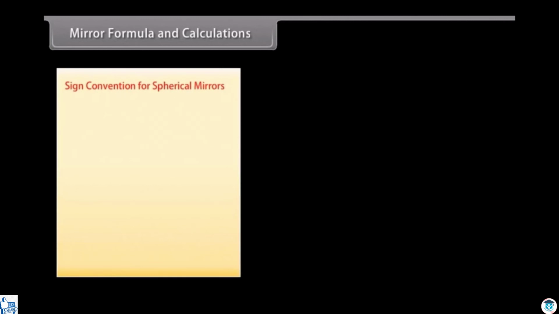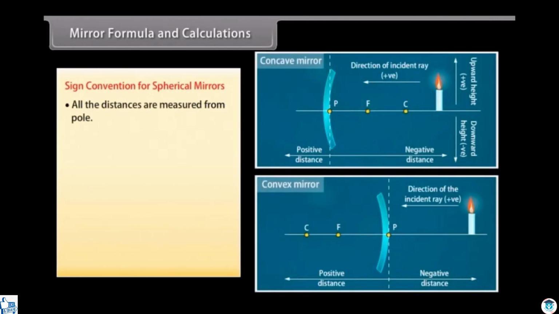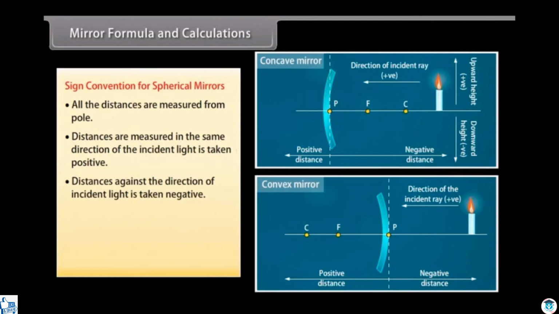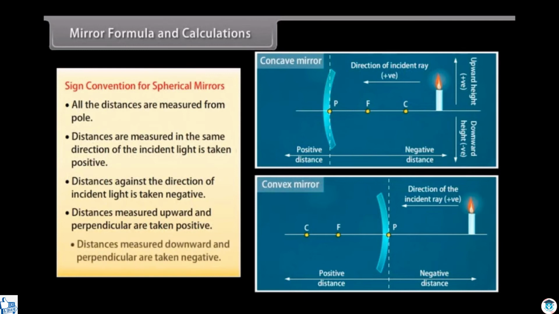Sign convention for spherical mirrors. All the distances are measured from pole. Distances measured in the same direction as the incident light are taken positive. Distances against the direction of incident light are taken negative. Distances measured upward and perpendicular are taken positive. Distances measured downward and perpendicular are taken negative.